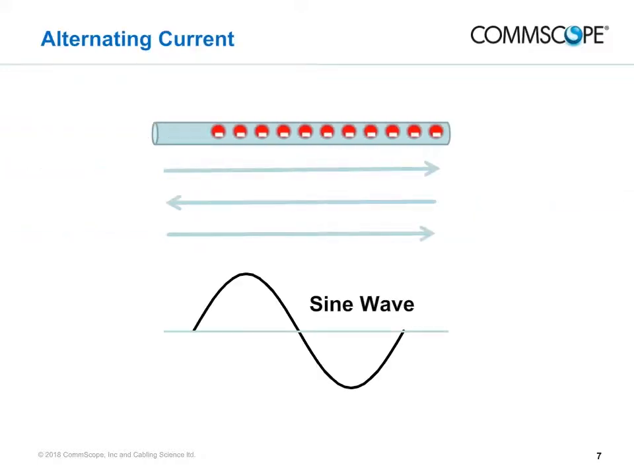Alternating current is current which changes direction of flow on a periodic basis. The most common form of alternating current is a sine wave. However, there are other forms of alternating current, such as square waves, which have both positive and negative values. Frequency, amplitude, and phase are properties of periodic alternating current.